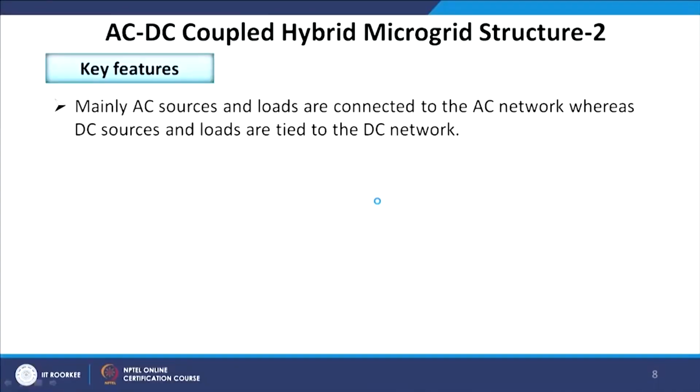Previously, we have seen one more structure where the AC bus can accommodate all types of generators as well as loads, and the DC bus also can accommodate all types of generation and load. Both the structures are very important. Now, in case of structure 2, there are a few merits that let us discuss. Mainly AC sources and loads are connected to the AC network, whereas DC sources and loads are tied up with the DC network.